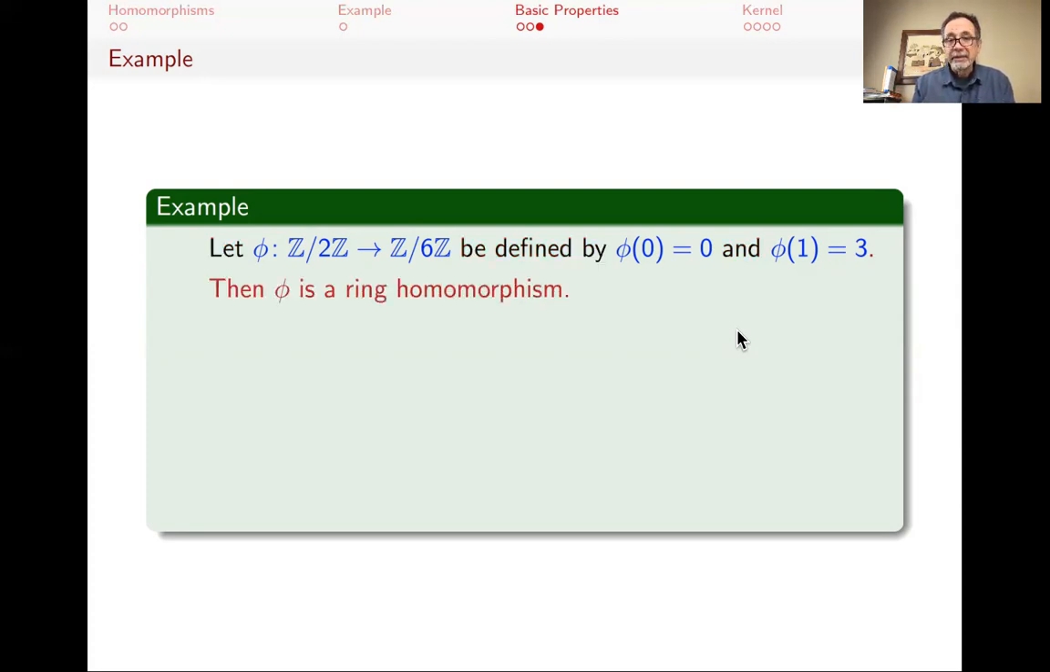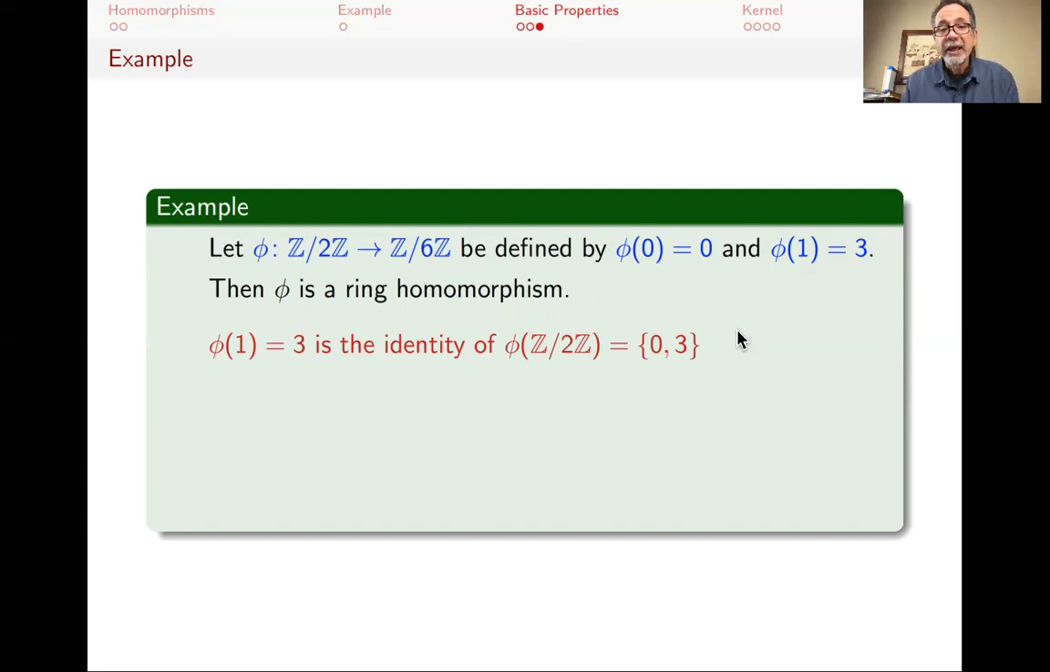Okay, but now look at phi of 1. Phi of 1 is 3. Is that the identity? It's not the identity of Z mod 6Z. The identity of Z mod 6Z is 1, but phi of 1 went to 3. But 3 is the identity of the image, phi of Z mod 2Z. Where does Z mod 2Z go? Well, 0 goes to 0, 1 goes to 3. So the image of Z mod 2Z is just 0, 3.